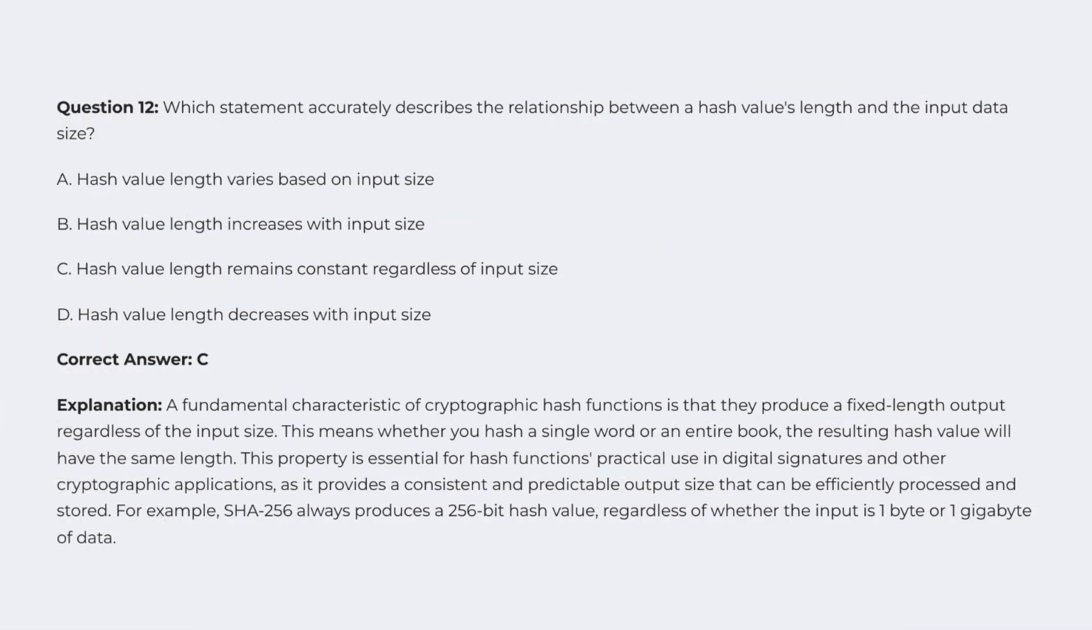Correct answer, C. Explanation. A fundamental characteristic of cryptographic hash functions is that they produce a fixed-length output regardless of the input size. This means whether you hash a single word or an entire book, the resulting hash value will have the same length. This property is essential for hash functions' practical use in digital signatures and other cryptographic applications, as it provides a consistent and predictable output size that can be efficiently processed and stored. For example, SHA-256 always produces a 256-bit hash value, regardless of whether the input is 1 byte or 1 gigabyte of data.